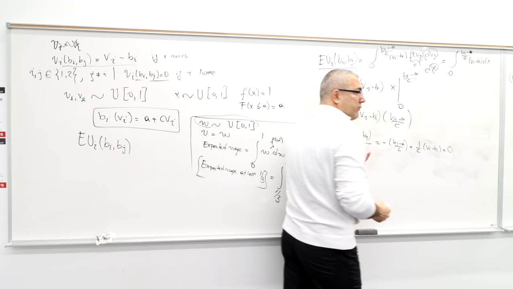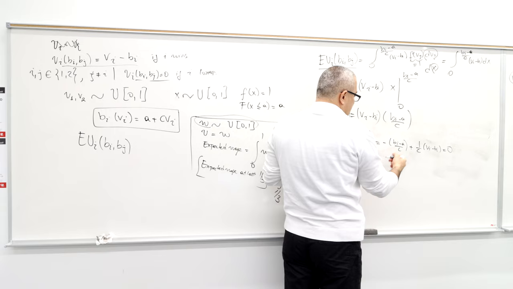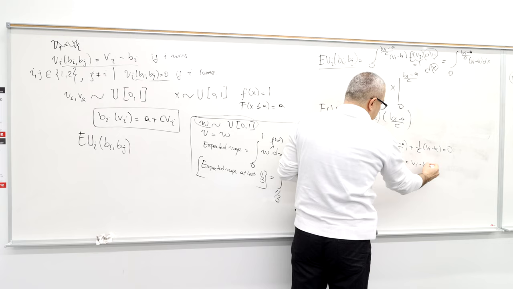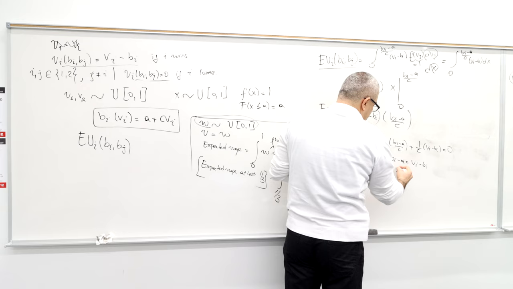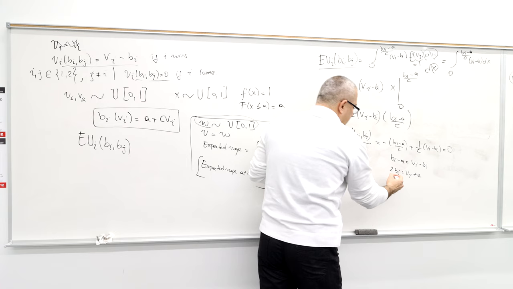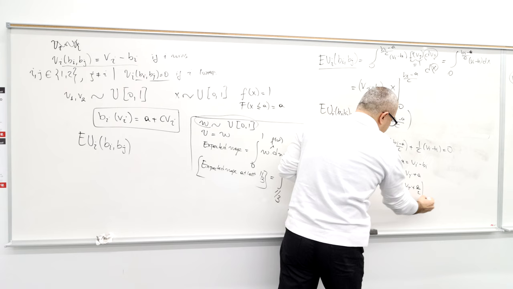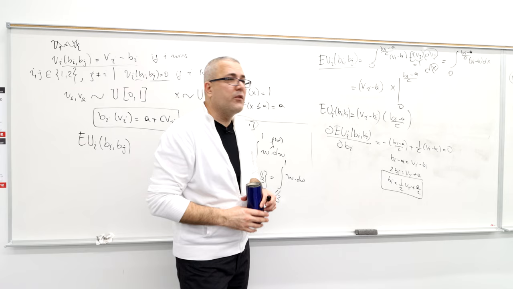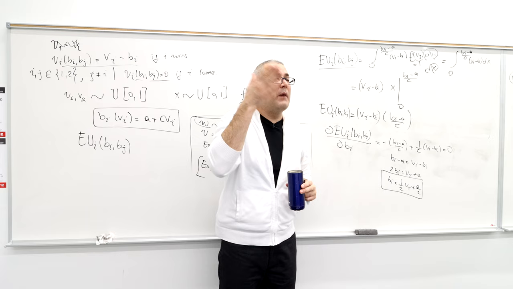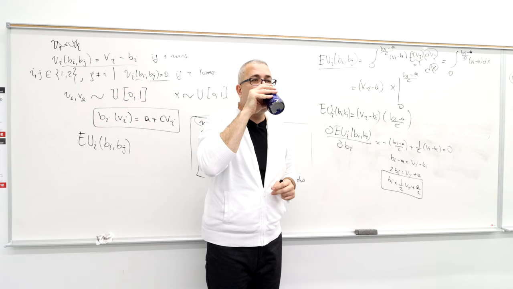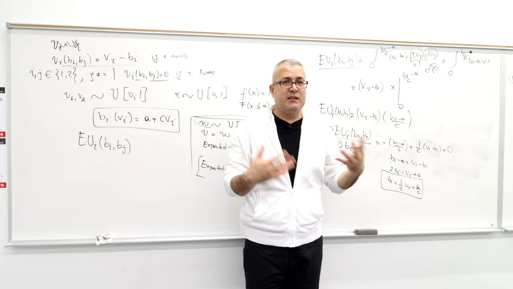So I send this guy to the other side. The c's will cancel out, so bi minus a is going to be equal to vi minus bi. I want to leave bi alone. So 2bi equals vi plus a, and then bi equals 1/2 vi plus a over 2. Any questions, guys? This is the payoff maximizing bid if my opponent bids according to this functional form.